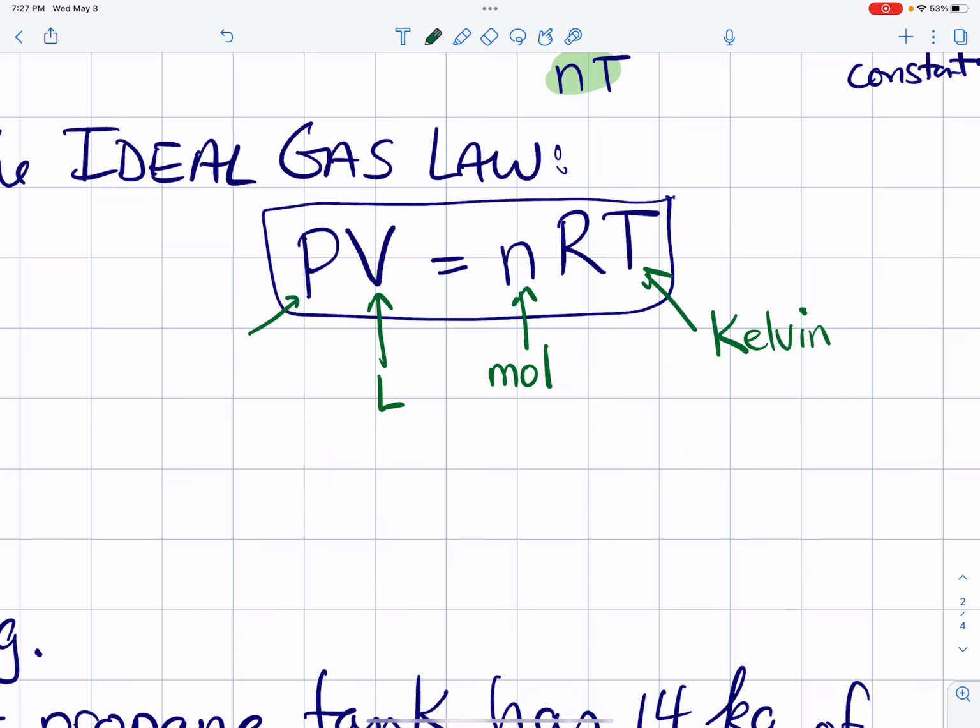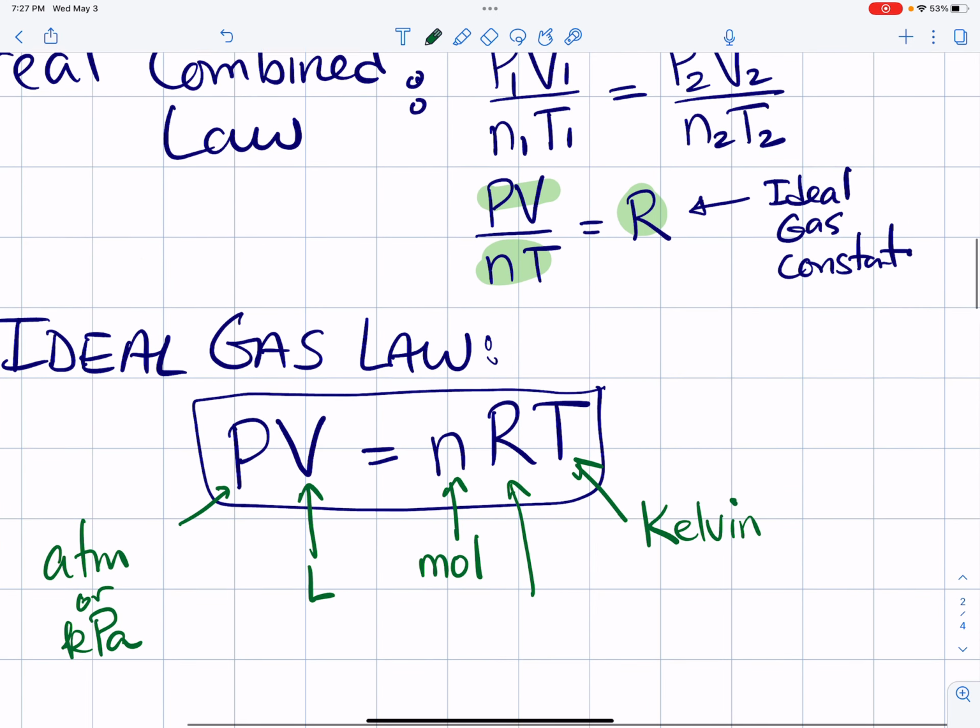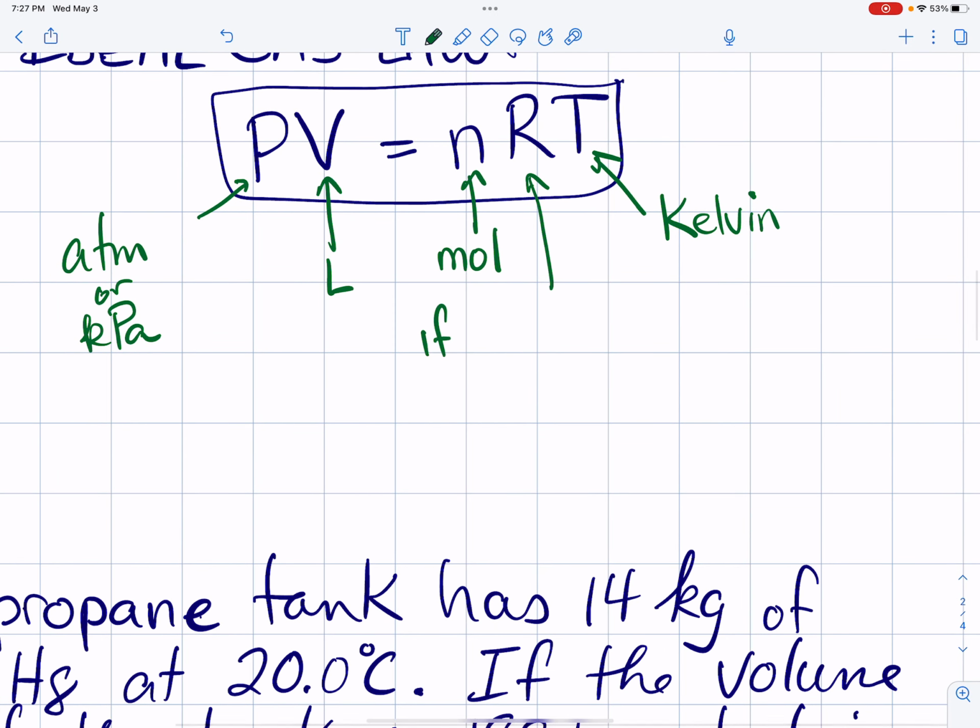The pressure is where we have a bit of choice. We could, like the other units, always pick one and use it. But instead, I'm going to give you a choice. You can use atmospheres for pressure, or you can use kilopascals for pressure. Now, here's the catch. The R value is our constant, right? It's the ideal gas constant. Here's the catch. If we're using atmospheres for pressure, then the value for this constant R is going to be 0.0821.